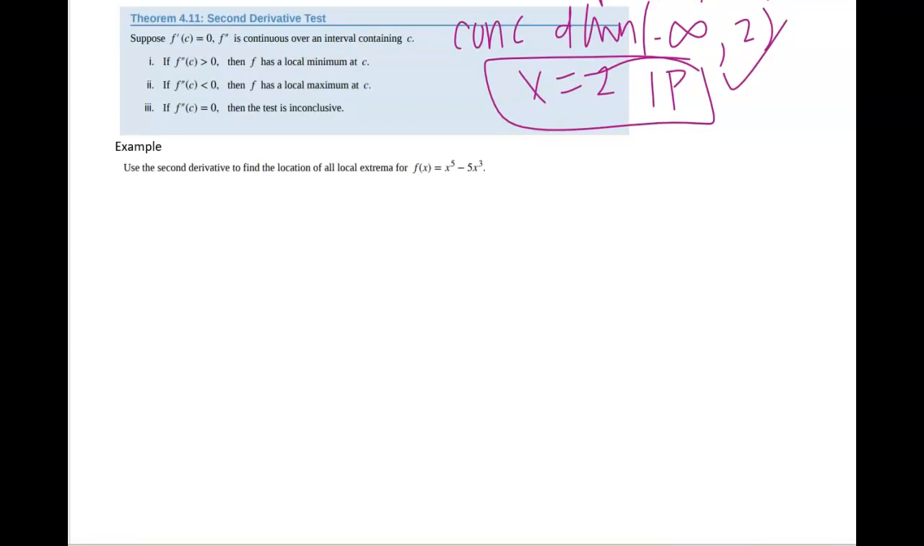All right, so I need both the first and the second derivative on this one, and I need to identify the critical points because I need to figure out first where f prime is equal to 0. So f prime is 5x to the 4th minus 15x squared. And I want to know what are the zeros of that function. These are, again, going to find me my critical points.